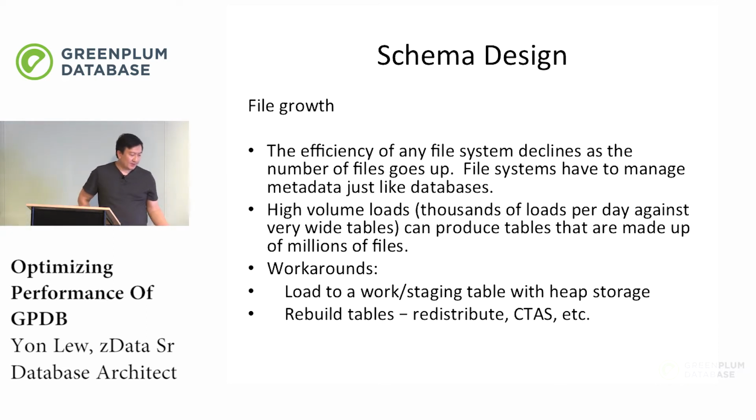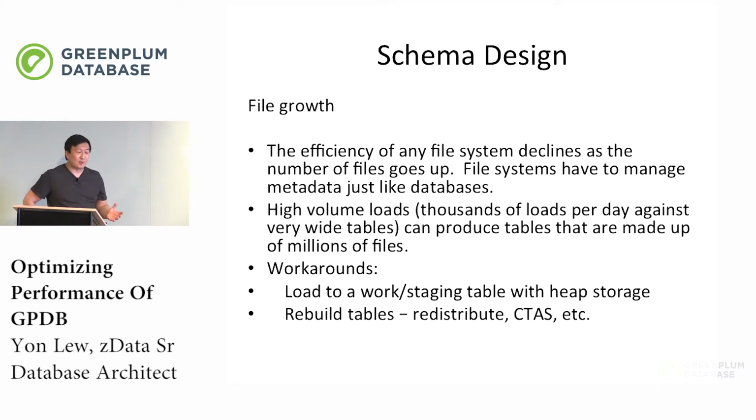So as a workaround, you've got a couple of choices. One is to load to a work staging table with heap storage, and then insert from that into your columnar table. And another would be some kind of batch process that comes in after your ETL and rebuilds the table, either by redistributing it or by running a CTAS, a create table as select, to rebuild the table.